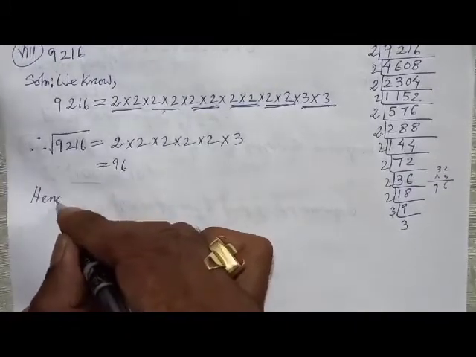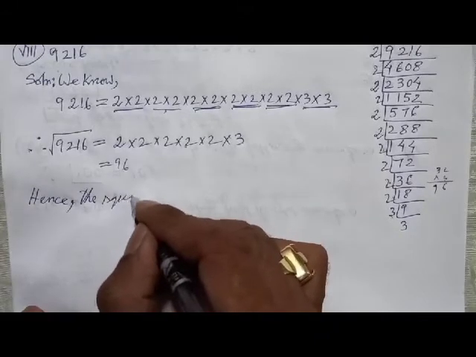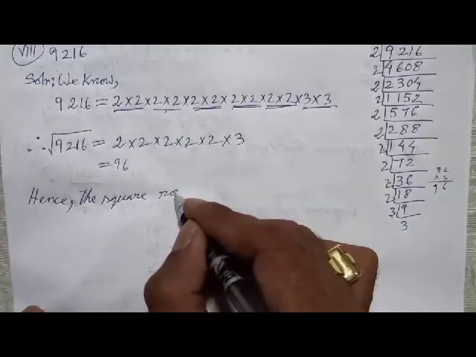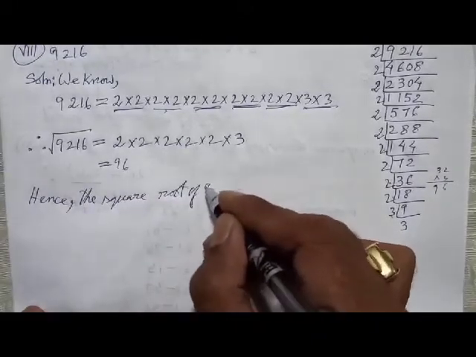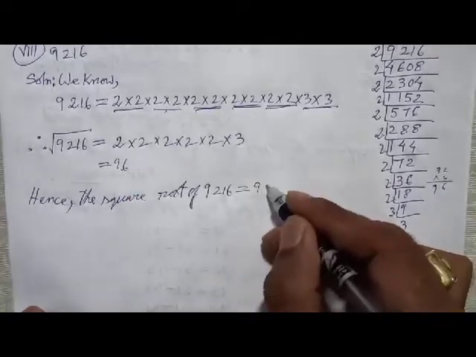Hence, the square root of 9216 is what we are getting, 96.